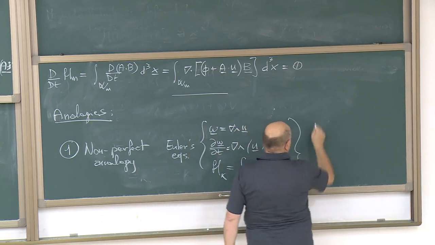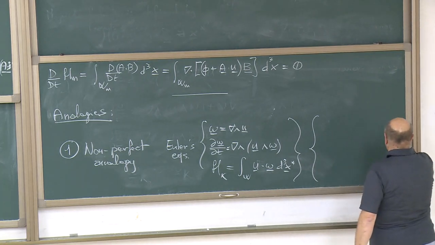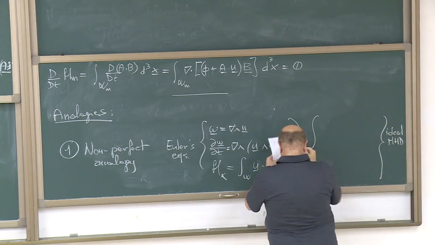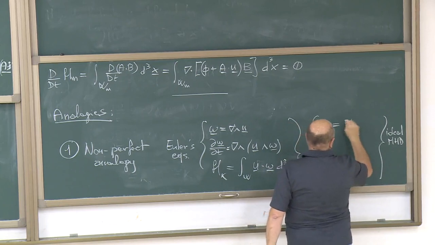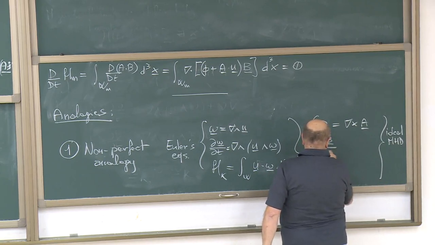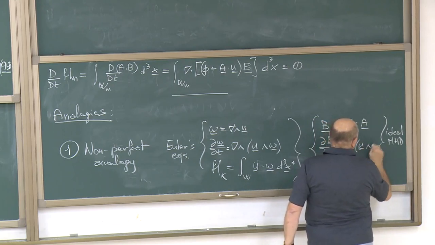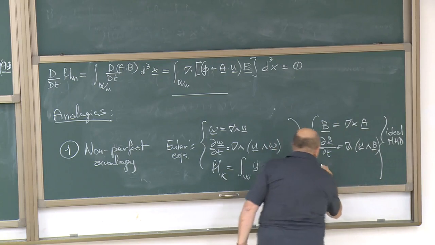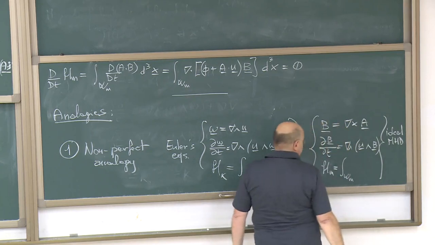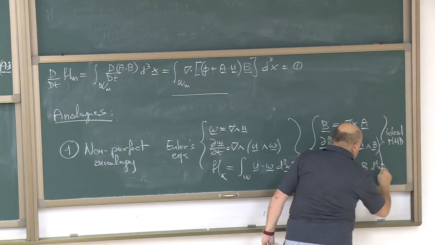And then another set of equations, and these equations are the ideal MHD equations. These say B is given by the curl of A. And then we have Faraday's law, dB/dt equals the curl of U cross B. And finally, helicity, magnetic helicity: the integral over the magnetic domain of A dot B, d3x.